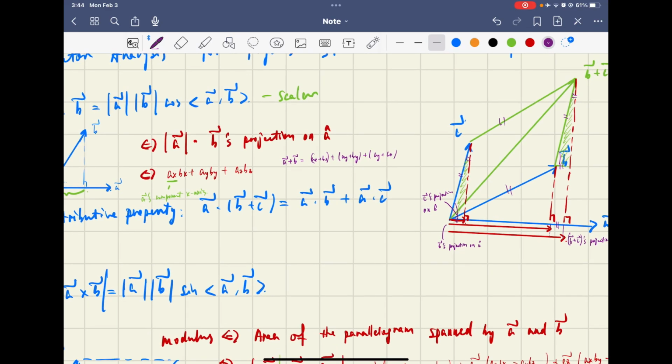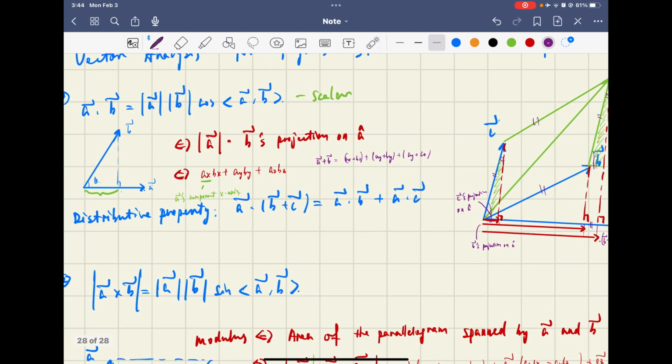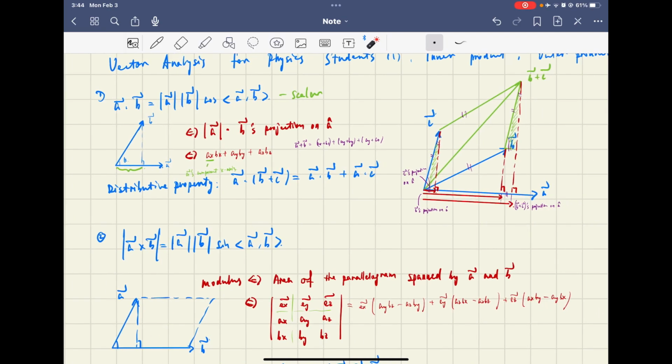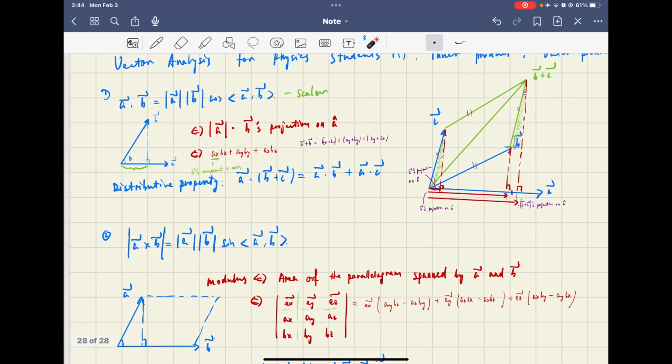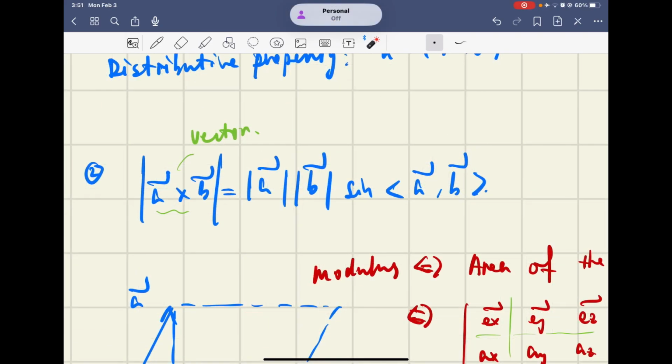I find this way of proving the distributive property of the dot product easier to memorize. So here's the inner product. The inner product is just a scalar, so it's easier compared to the cross product, which is also called the outer product of two vectors. Now we move on to our outer product.